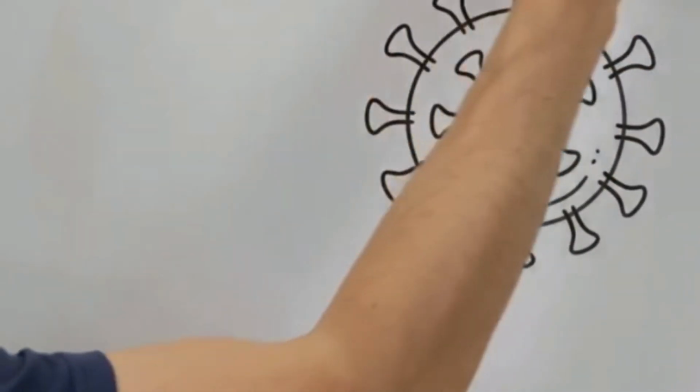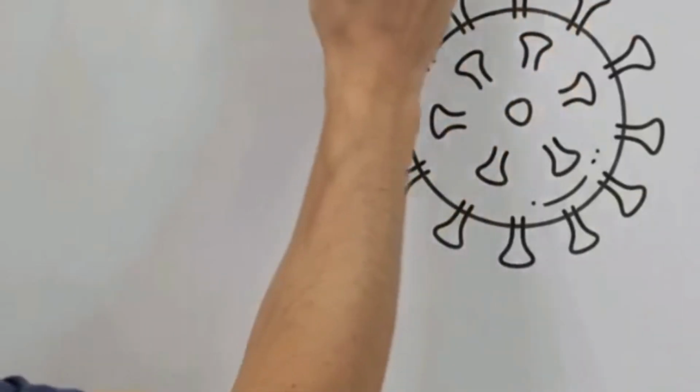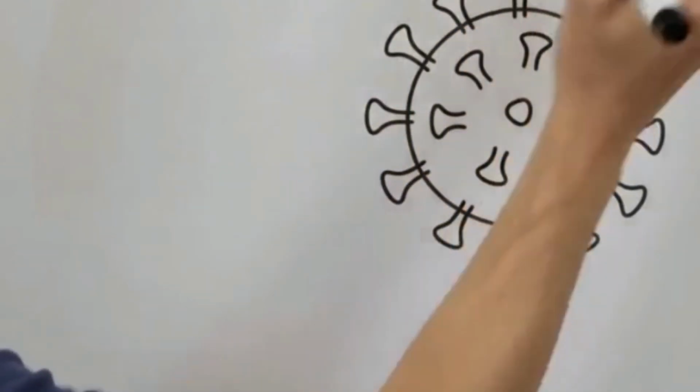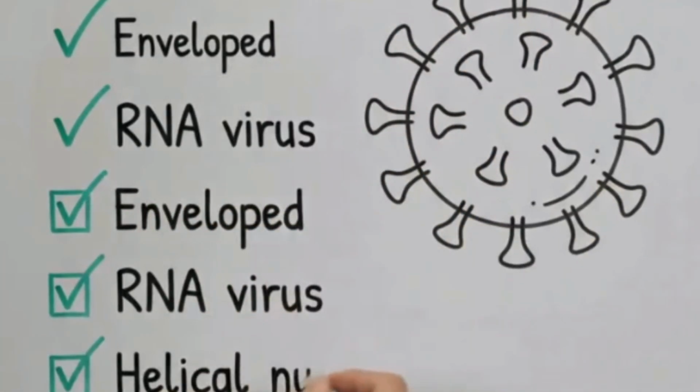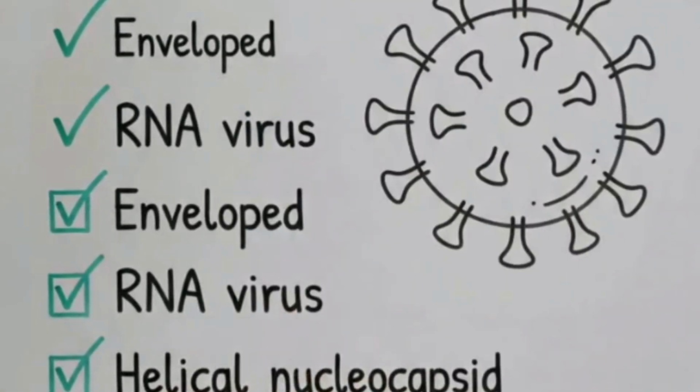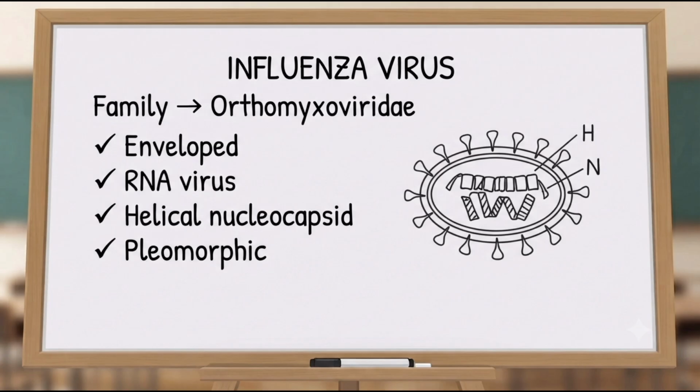Influenza virus belongs to the family Orthomyxoviridae. It is an enveloped RNA virus. Its nucleocapsid has a helical symmetry, and the virus is pleomorphic, which means it can occur in different shapes and forms. So, for your examination, remember 4 important words: enveloped, RNA, helical, and pleomorphic.